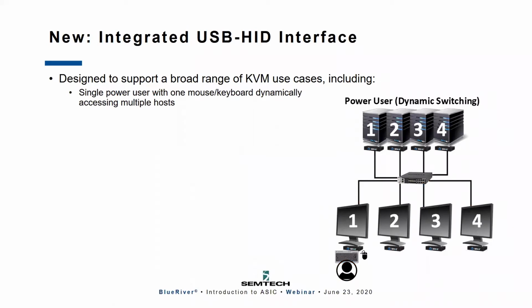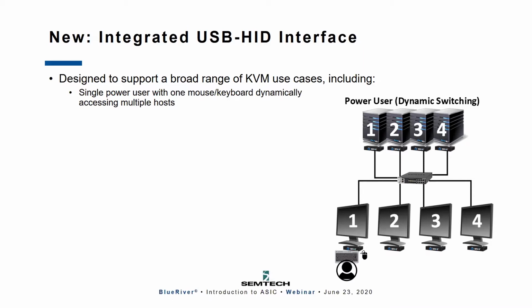This next one I'm showing is what we call power user, or dynamic switching of USB. And if you look in the diagram here, you have a single user, and he's actually sat at a workstation that has one keyboard and mouse, but it has 4 displays. And if you imagine he slides that mouse so the cursor goes from screen 1 to screen 2, it will dynamically switch to PC 2 that's remote. And again, if he continues to slide across to screen 3, it switches to PC 3, 4, etc.